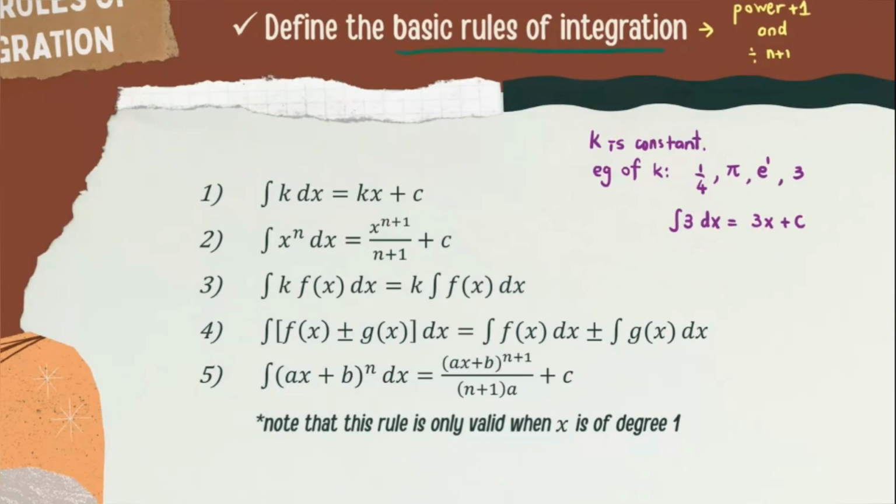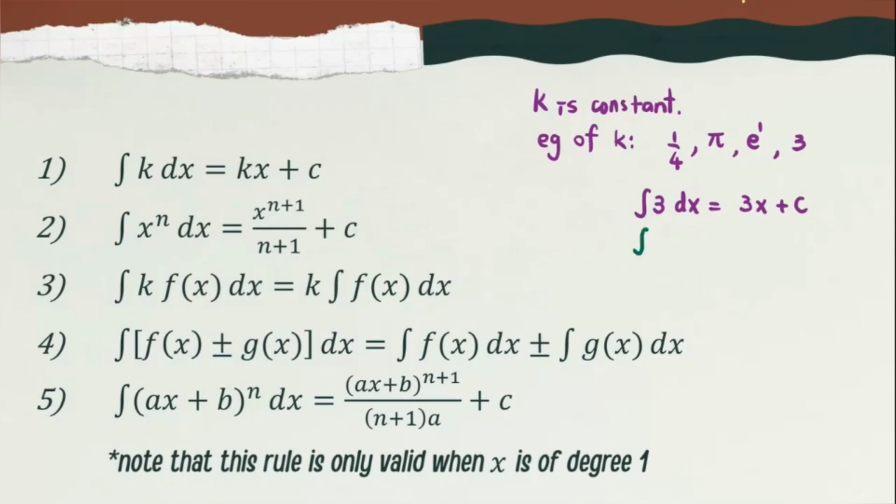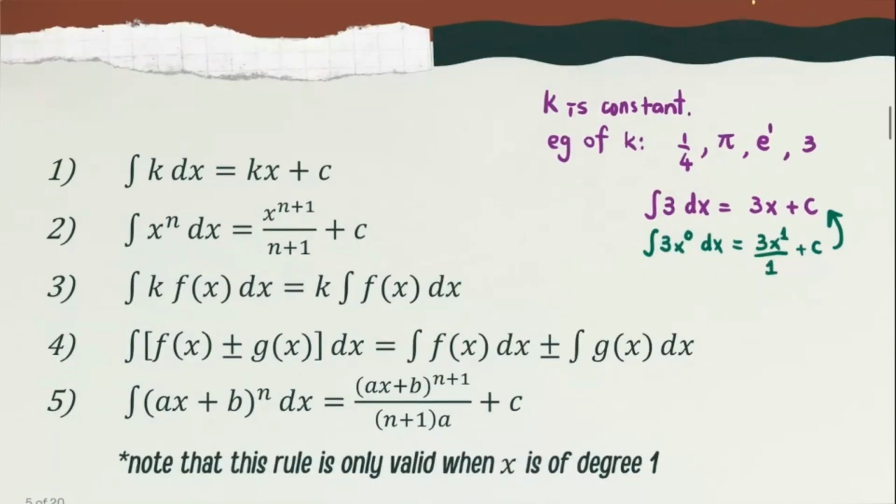So kenapa sebenarnya kita darabkan dengan x sahaja? Sebab integrate 3 dx ini sebenarnya dia adalah 3 of x to the power of 0 dx. Okay. x to the power of 0 dia sama dengan 1 kan? Sebab itulah bila simplify kita akan dapat 3 sahaja. So kita menggunakan rules ini, power tambah 1 dan kemudian kita akan bahagikan dengan n plus 1. So the result here will be 3 of x to the power of 0 plus 1. So dapatlah 1 over 1 tersebut plus dengan c. So that's why kita punya jawapan akan jadi 3x plus c sahaja. Okay, so ini adalah basic rules of integration.